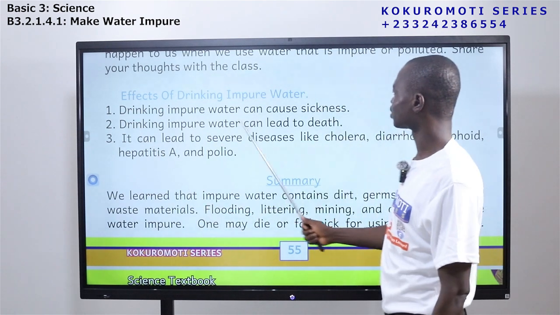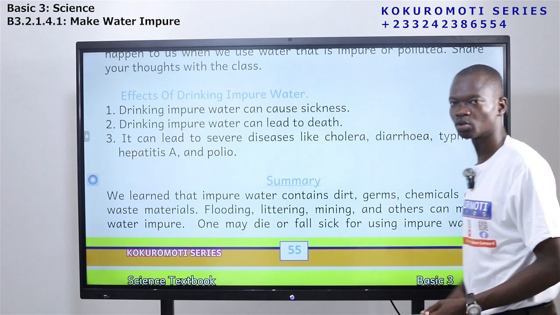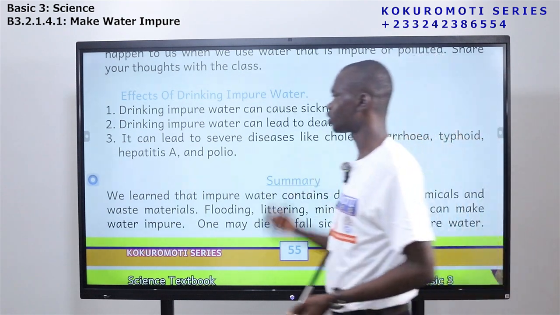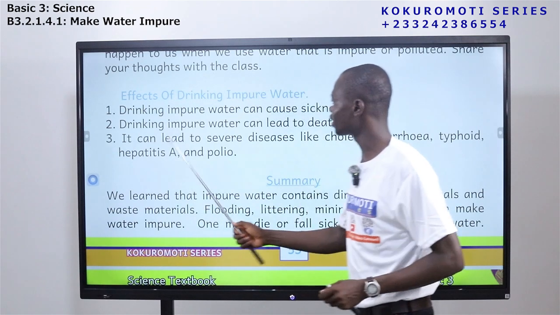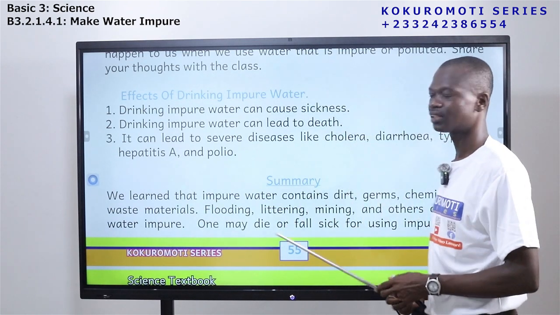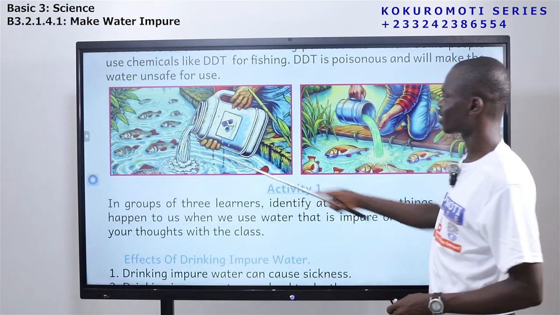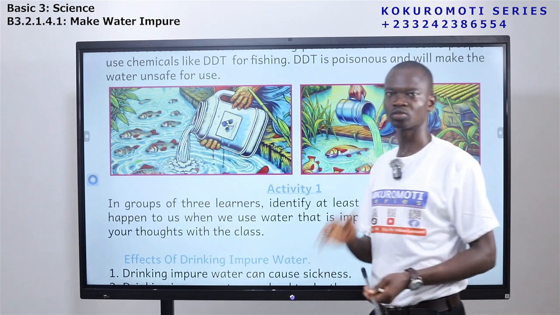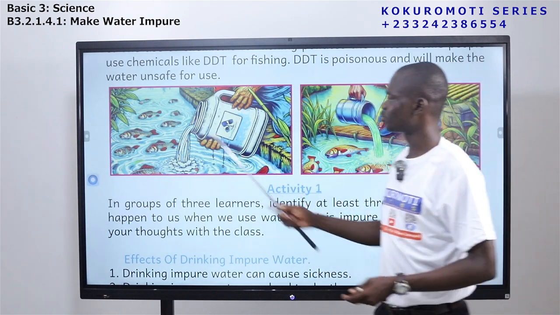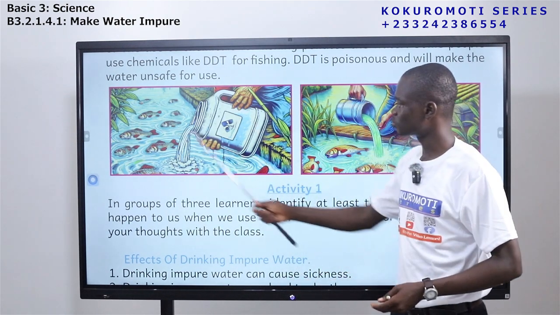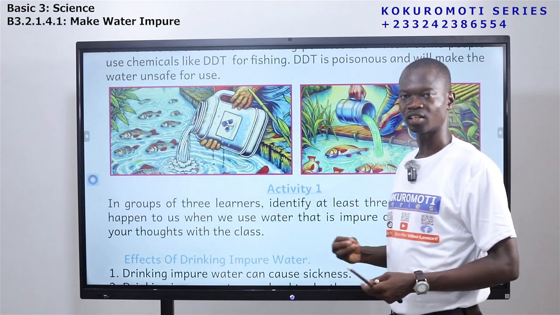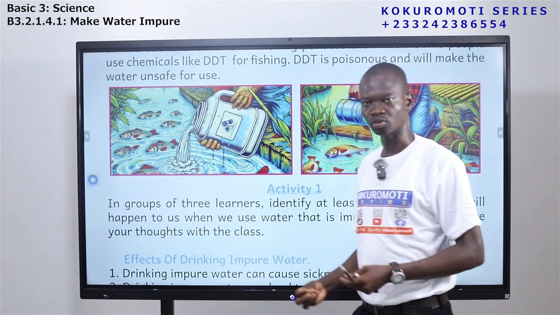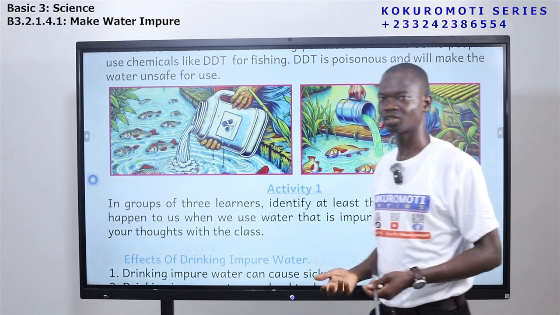One, drinking impure water can cause sickness. So you will fall sick if you drink water that is contaminated or impure. The next one, drinking impure water can lead to death. Yes, for example, look at the DDT. It's very poisonous. So assuming you go and fetch this water, or use it to prepare food, or drink it, you usually die.